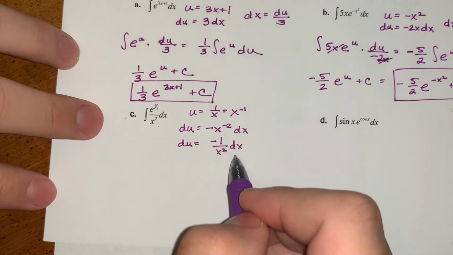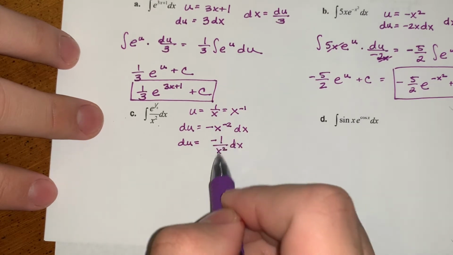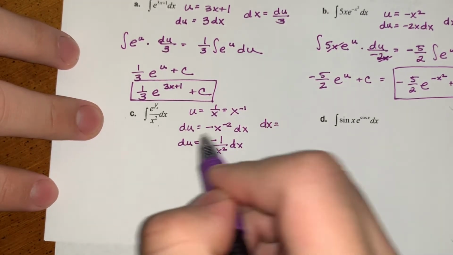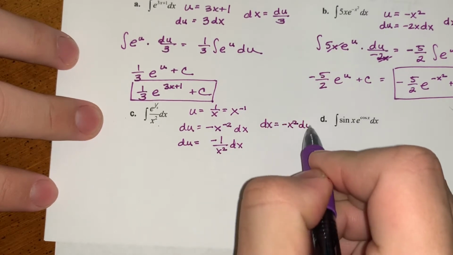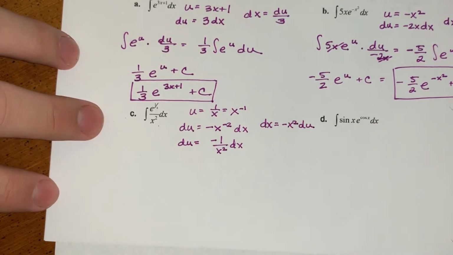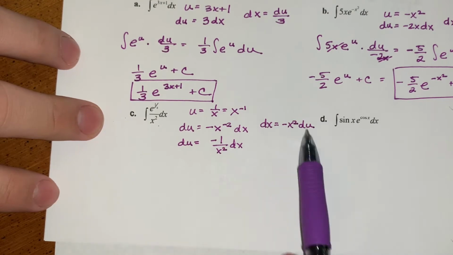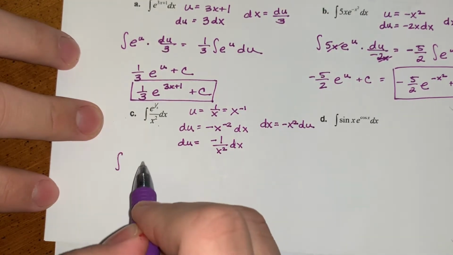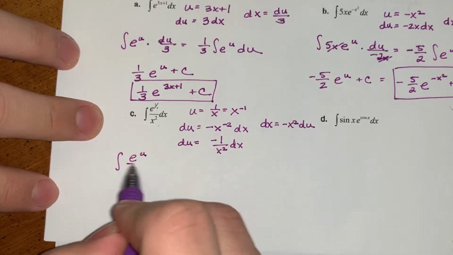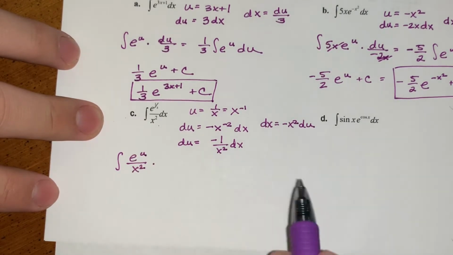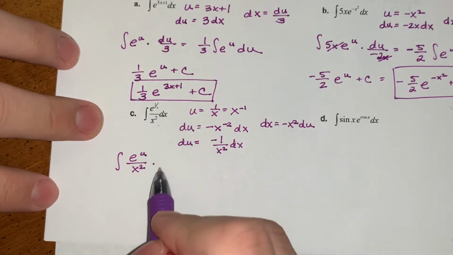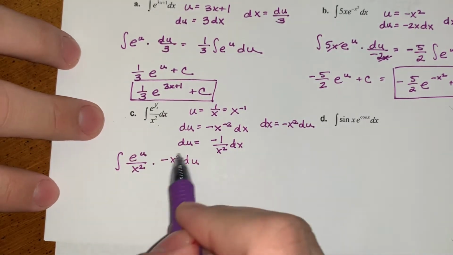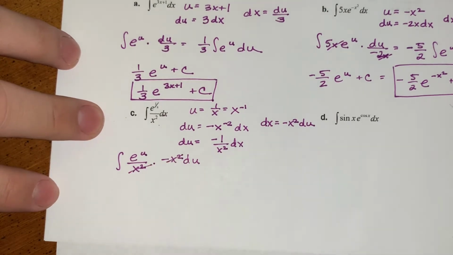So now if I go ahead and get dx by itself, I can multiply both sides by negative x squared. So dx is equal to negative x squared du. Okay, good. I got dx by itself. I'm going to do all of my substitutions back into the original. So I have the integral of e to the u divided by x squared times, and now dx is negative x squared du. Do all of my x terms cancel? Yep, I have x squared and x squared that cancel out.